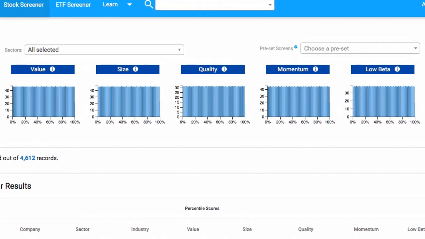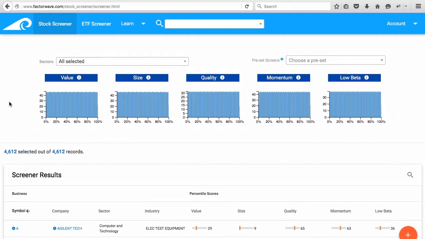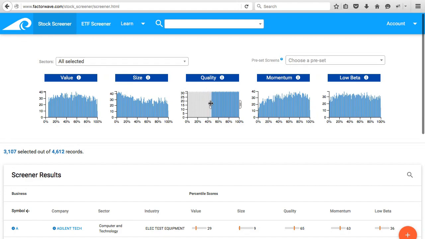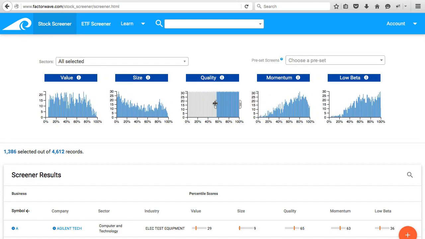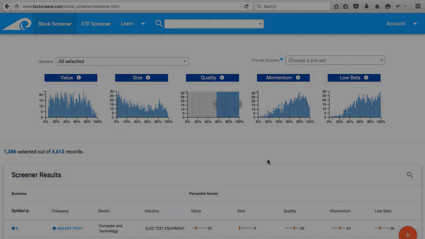These are the 5 major factors that we use to screen for stocks. In each case, good stocks appear on the right-hand part of each slide. Here, for example, we're limiting our search to stocks that have a quality score between the 58th percentile and the 100th percentile. As we limit the quality exposure, we can see that our corresponding exposures to the other factors have also changed. This is because high quality stocks tend to also have high momentum and low beta.